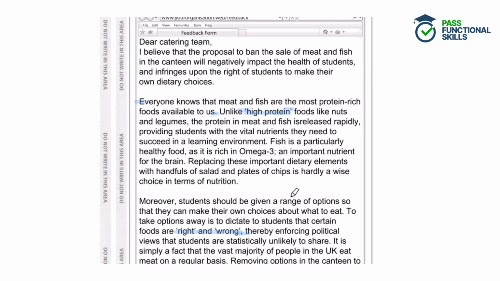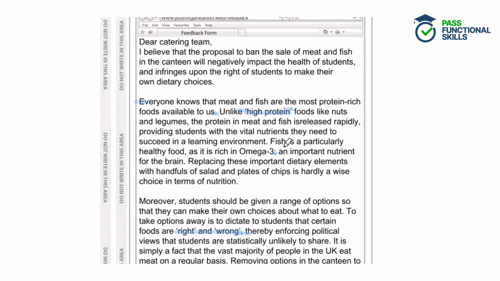We do have some incorrect use of punctuation as well. So when it says fish is a particularly healthy food as it's rich in omega-3, and then it goes on to say an important nutrient for the brain, this semicolon here should actually be a colon. So make sure that if you do not know how to use a particular piece of punctuation, you're not including that in your answer because you want to aim for as much accuracy as possible.